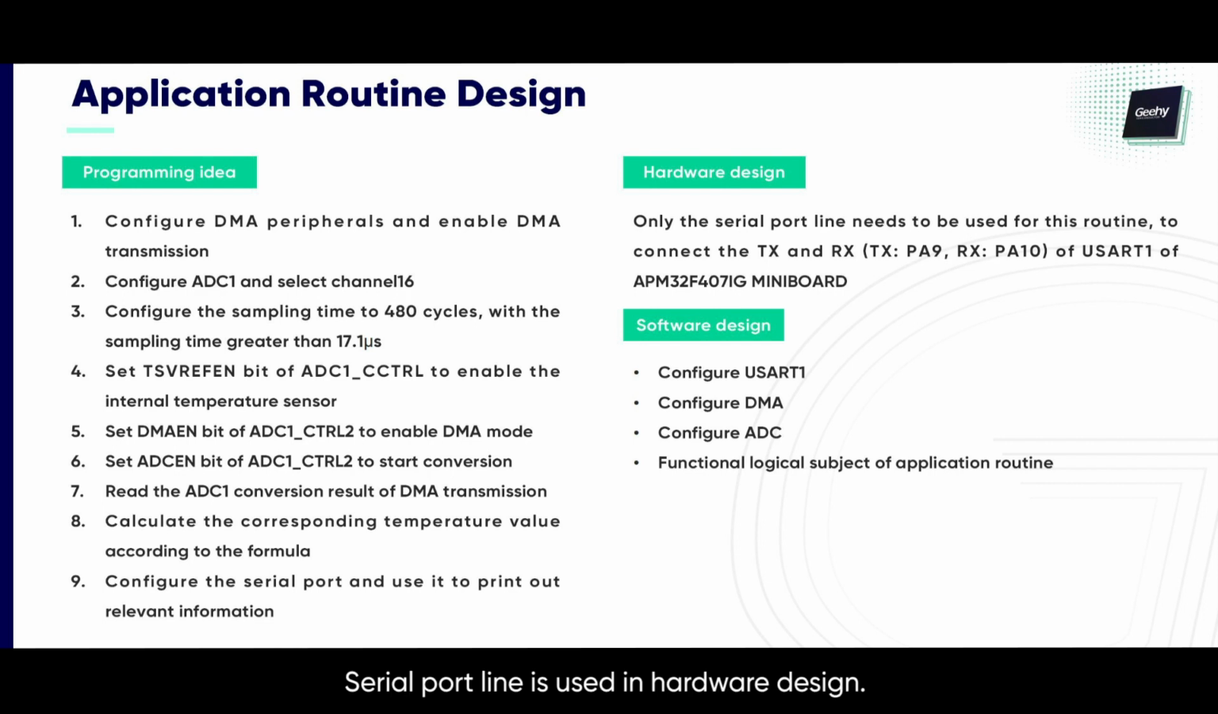Serial port line is used in hardware design. On a mini board of APM32F4xx, connect TX and RX of serial port 1 to the computer to make it convenient for us to observe data. In the design of the software, configure the serial port, DMA and ADC, and then write the logical subject code of this function.